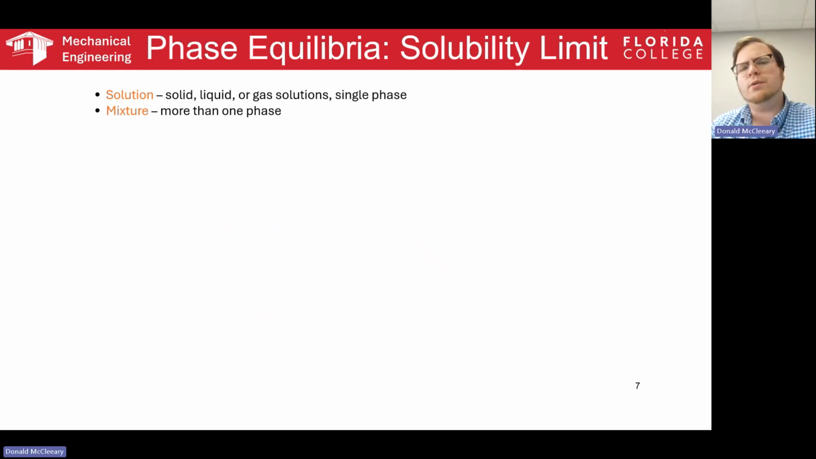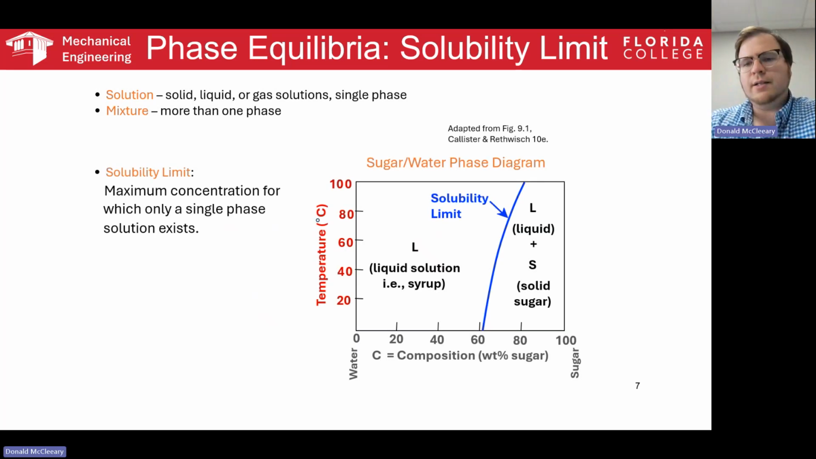Okay, so when we say solution, we mean a solid, liquid, or gas solution, or a single phase. And a mixture just means that we have more than one phase present. There's a solubility limit with most materials, and that is the maximum concentration for which there exists only a single phase.